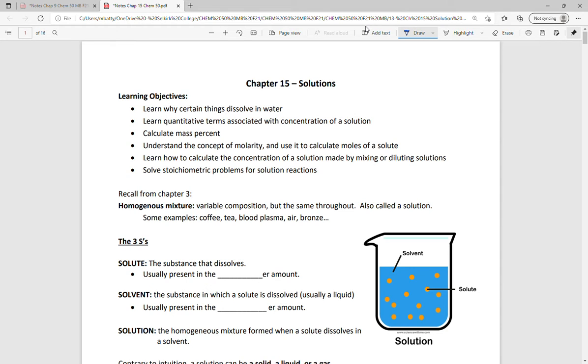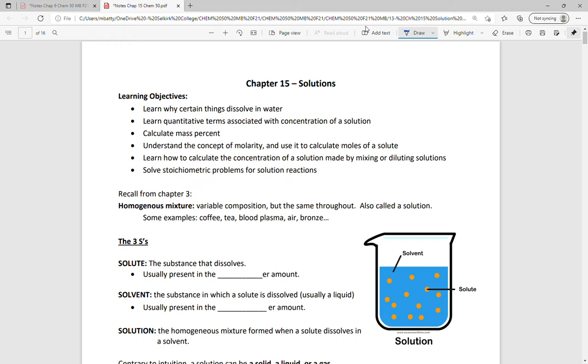Chapter 15 is all about solutions and concentration of solutions and how that works in chemical reactions. We did a lot of work with aqueous solutions in our discussion of kinds of reactions, and all of those aqueous solutions have a certain concentration. So we're going to keep our discussion going in chemistry.